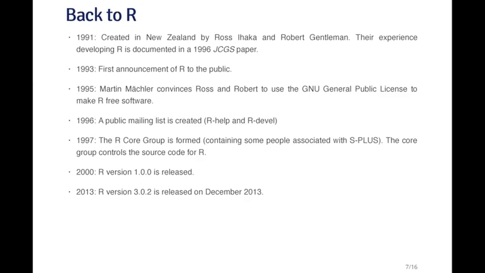In 1997, what's called the R Core group was formed, and this contained a lot of the same people who developed S-PLUS, and the core group basically controls the source code for R. So the primary source code for R can only be modified by members of the R Core group. However, a number of people who are not in the core group have suggested changes to R, and they have been accepted by the core group.